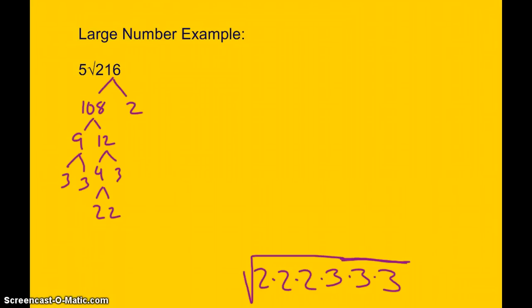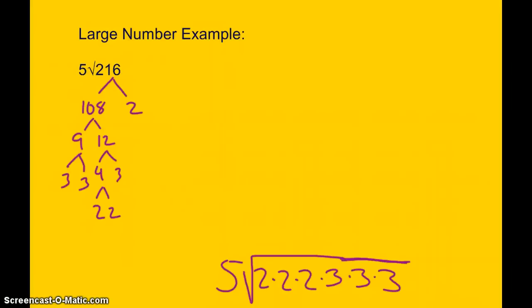So we have this situation here where we have 5 times the square root of 216. Most of us can't look at a number like 216 and say, oh, I know the largest perfect square that goes into that. So our first method, our perfect square method, is a little more difficult on this one. And this is where most people find the factor tree method to be easier.